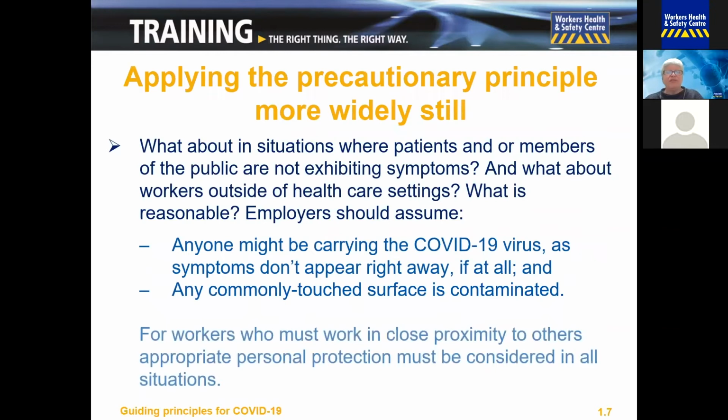But what about situations where patients and/or members of the public are not exhibiting symptoms? And what about workers outside of healthcare settings? Despite the best attempts of workers and their reps, the precautionary principle was not included in the Occupational Health and Safety Act following the SARS Commission. Given that scientists are still working on determining the specific routes of transmission for COVID-19, the question before us is, what are reasonable precautions in the circumstances?